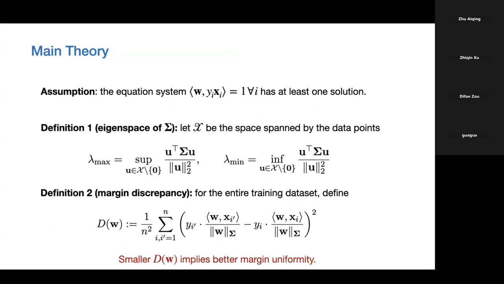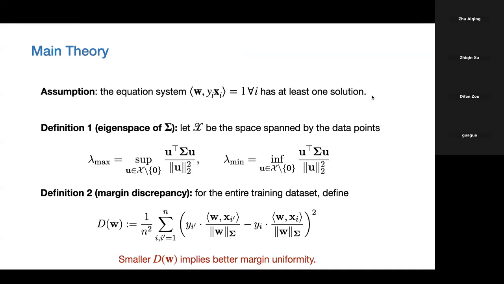So this is our conjecture, and then we want to prove it and see what the convergence rate is, what the margin convergence rate is. In order to prove it, we have some assumptions. The first thing is that if we really want to converge to the uniform margin solution, we first need to ensure that a uniform margin solution exists. So the first assumption is that the equation system has at least one solution. This can be verified in the overparameterized setting, where the dimension is greater than the number of training data points. In that case, we can prove that this assumption holds.